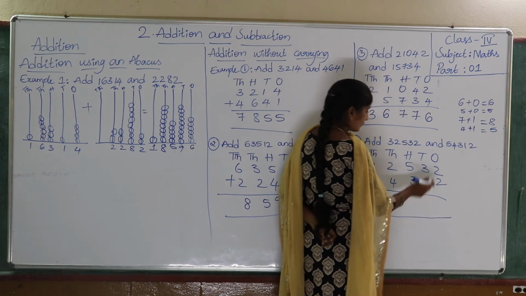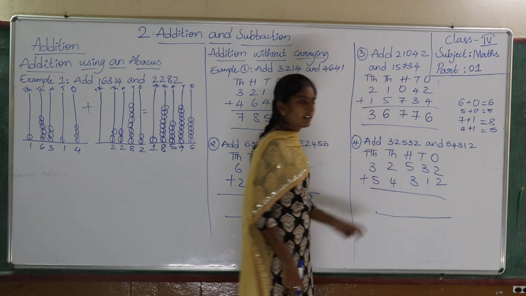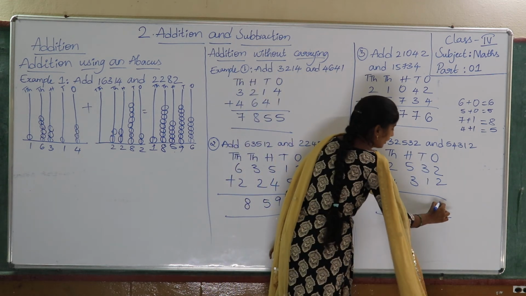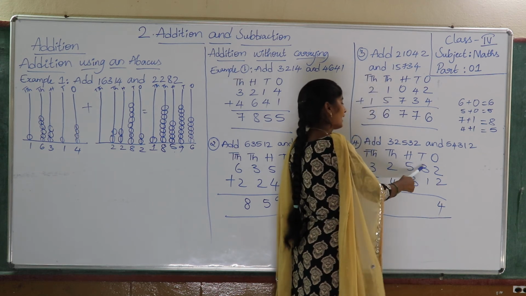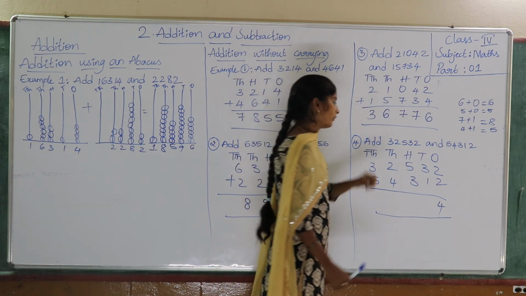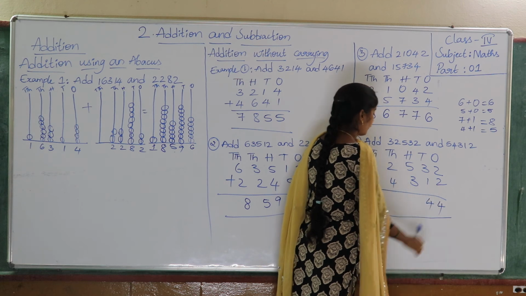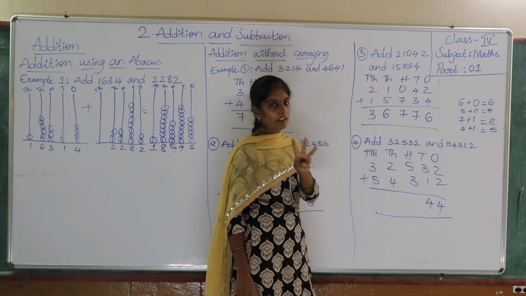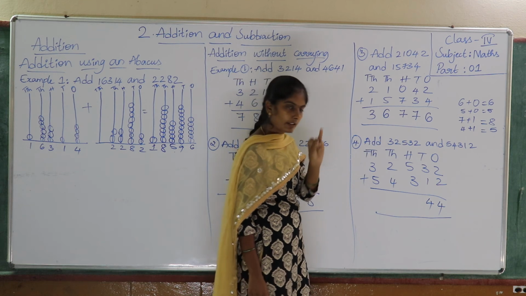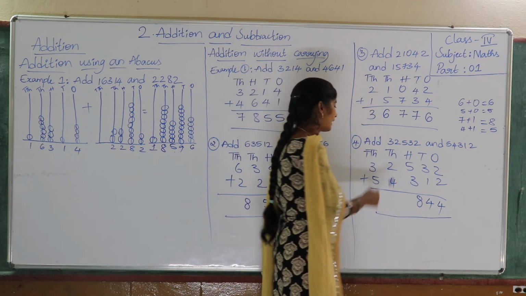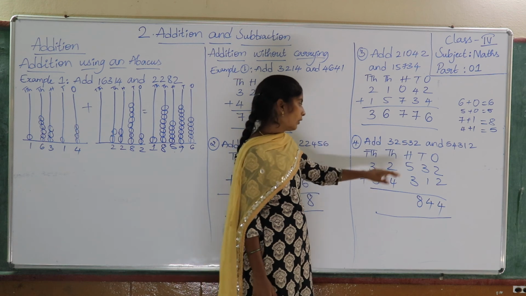So first ones place. 2 in the mind, 2 on your fingers. After 2, 3, 4. So write here 4. Tens place 3. 3 in the mind, 1 on your finger. After 3, 4. So write here 4. Hundreds place 5. 5 in the mind, 3 on your fingers. After 5, 6, 7, 8. So write here 8. Thousands place 2. 2 in the mind, 4 on your fingers.